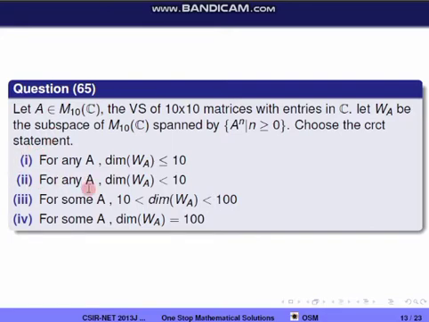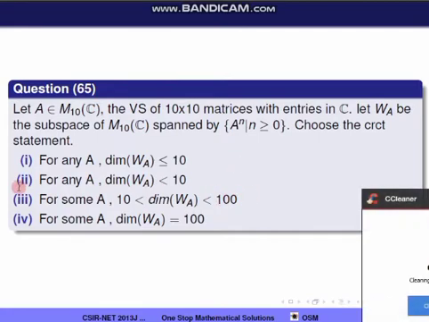Second is: for any A, dimension W_A is less than 10. But we cannot say it is always less than 10. It can be equal to 10 also. So this is a wrong answer. For some A, 10 is less than dimension W_A, which is less than 100. But this is wrong because we always get dimension W_A less than or equal to 10. Similarly, 4 is also wrong. So the correct option is only 1.